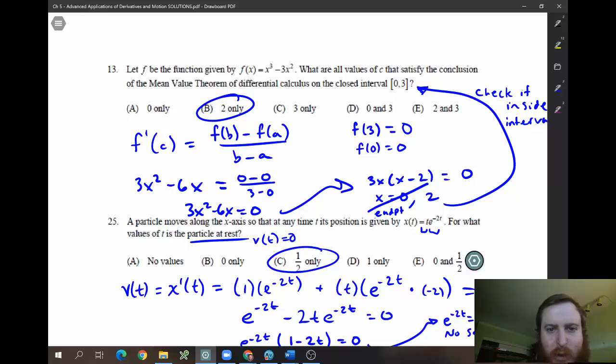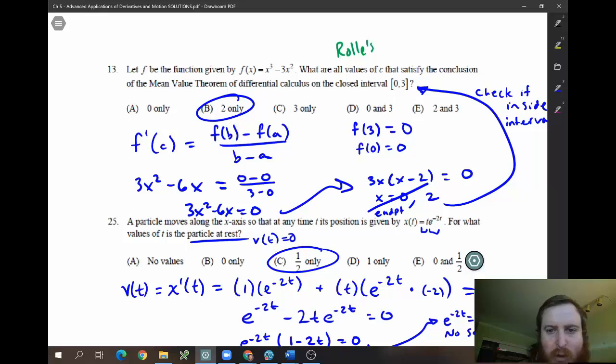F of 3 would be 3 cubed is 27 minus 3 times 9. 27 minus 27 is 0. F of 0 is also 0. So this actually ends up being Rolle's theorem because they're the same. And so we see that 0 minus 0 over 3 minus 0 is 0. So we're taking the derivative, setting it equal to 0. 3x times x minus 2 equals 0. We get 0 and 2.